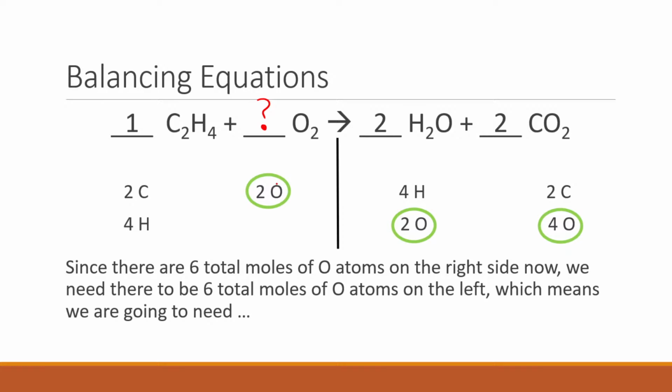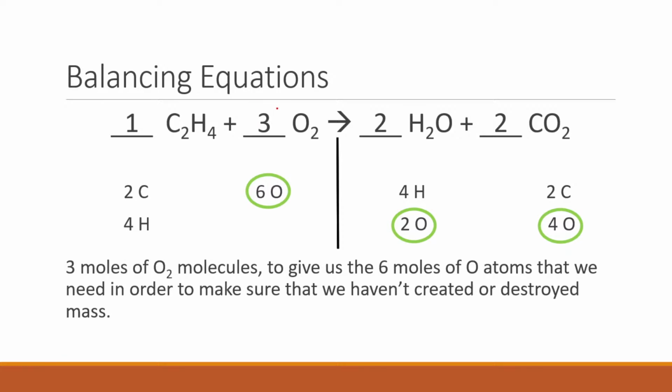Here I'm going to need 3 oxygens. 3 copies of O2, right, it's a multiplication, it's going to bring me to 6. And now, my equation is balanced.